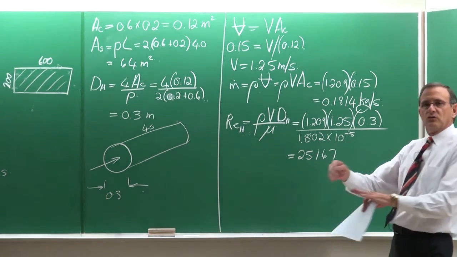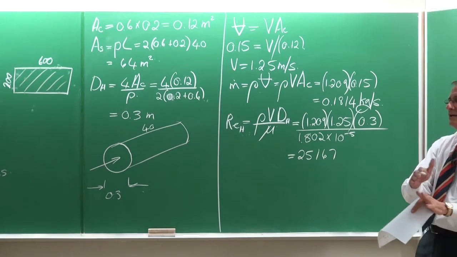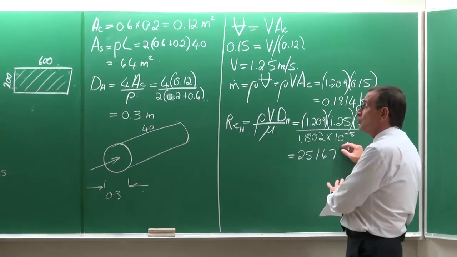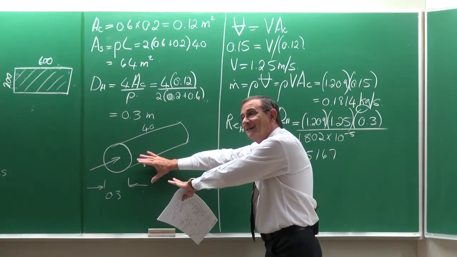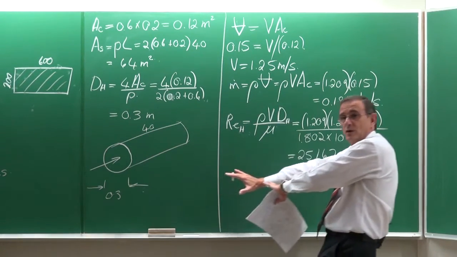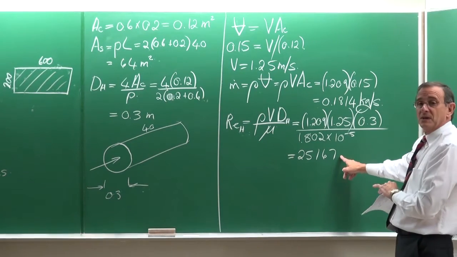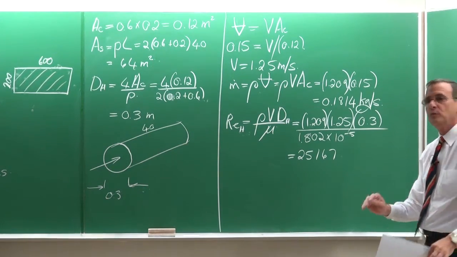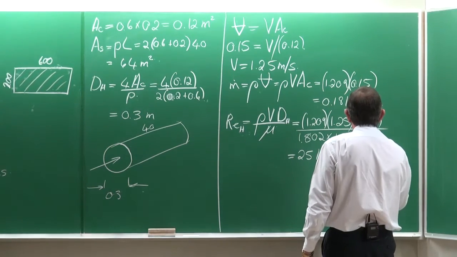Transition occurs at about a Reynolds number of 2,100 to 2,300 for a circular tube. We've made this thing a circular tube. It's not a circular tube, but we've made it one. But the Reynolds number is far more than 10,000 also, so it is fully turbulent flow that we're talking of.